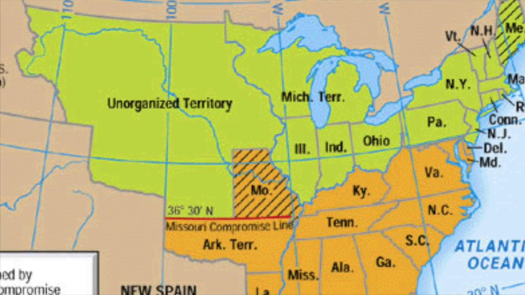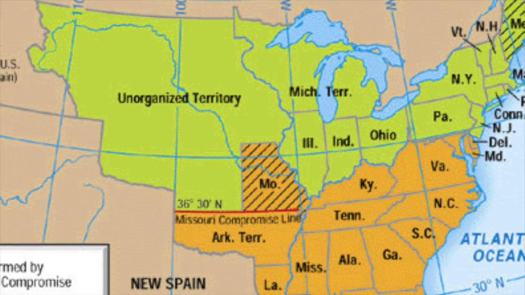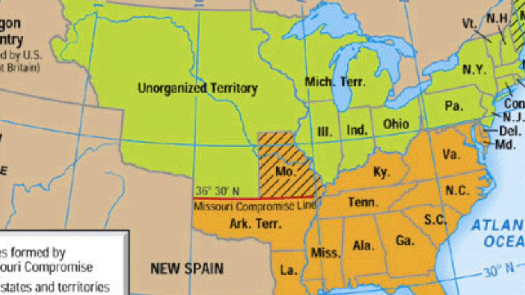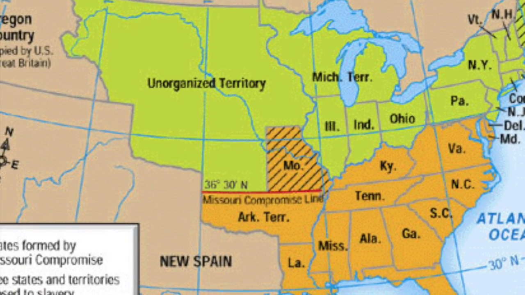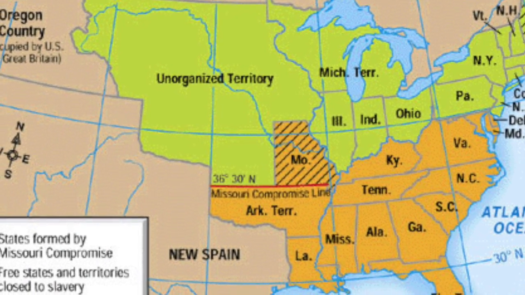To prevent future conflict, they made it so if any territories north of the 36°30′ parallel were to become states, they were to be non-slave states. And the second part of the compromise fixed the current problem. If the South got Missouri, then the North was to annex Maine as an anti-slave state for equal representation.